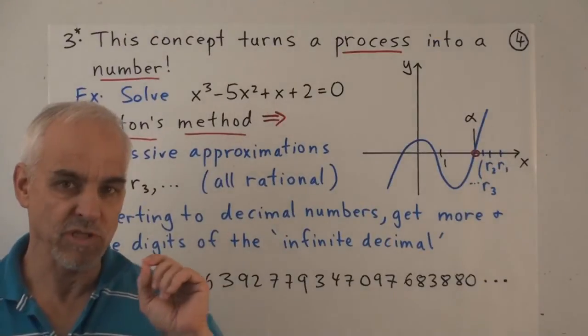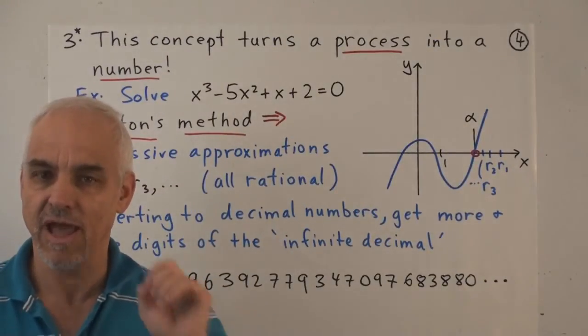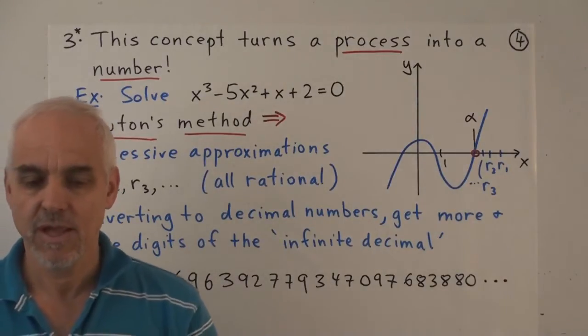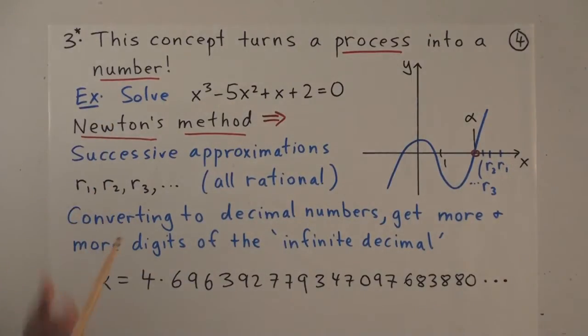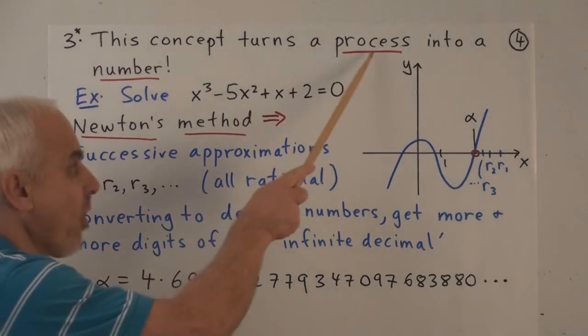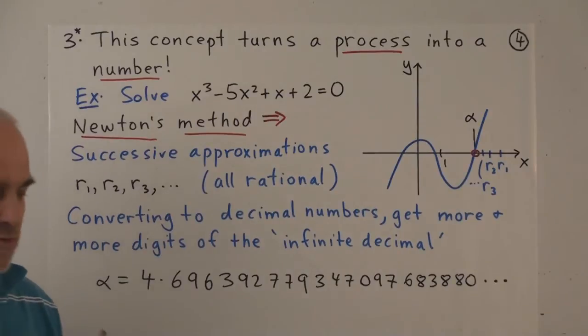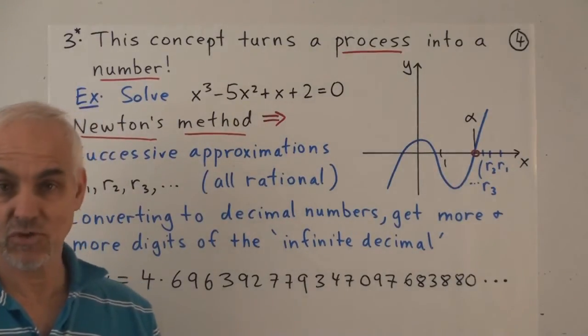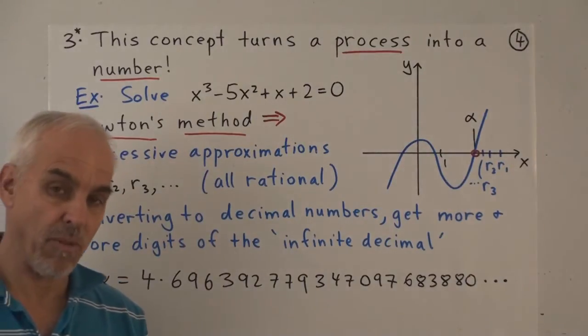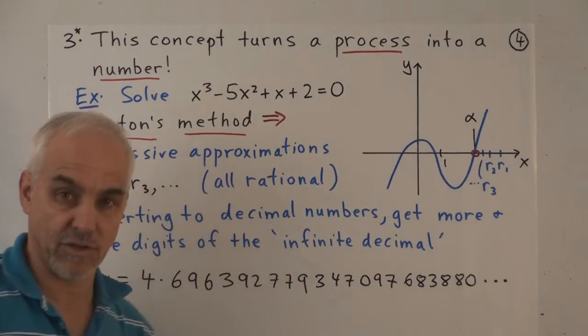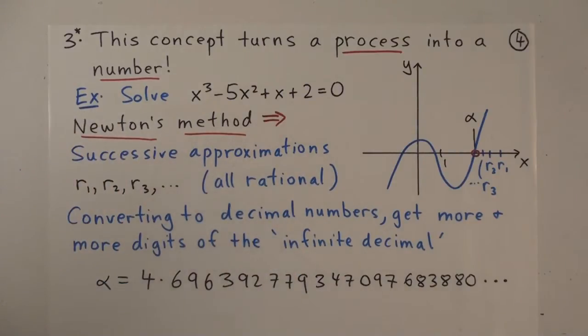And now we come to what's perhaps the most important advantage in this infinite choice approach. The advantage is that this idea or concept turns a process into a number. Let me try to explain what I mean by that. So in certain situations, we have problems which we cannot exactly solve, but we can move towards a solution. And we've seen that with regard to Newton's method.